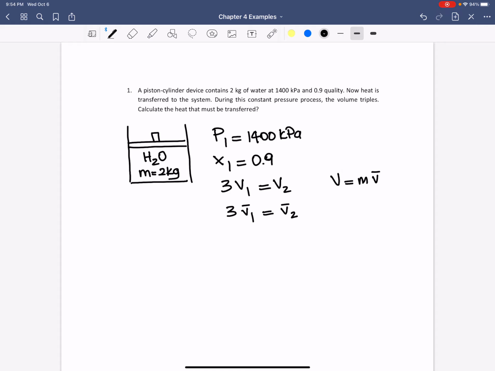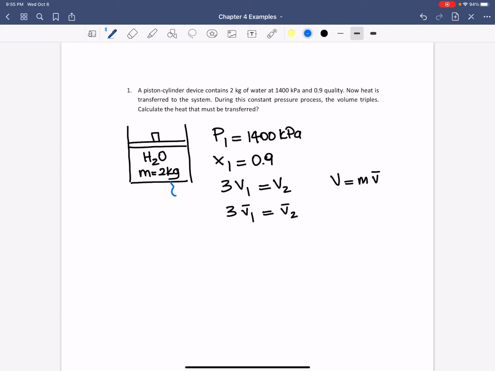All right, so what are they asking for? They're asking for us to calculate the heat. That means I need to write an energy balance, because heat as a term exists in the energy balance, and if I want to find heat, then first I need to write my energy balance correctly, then figure out how I can calculate the heat from the energy balance.